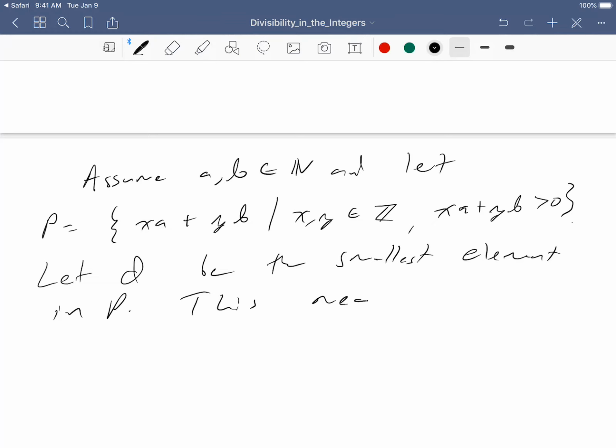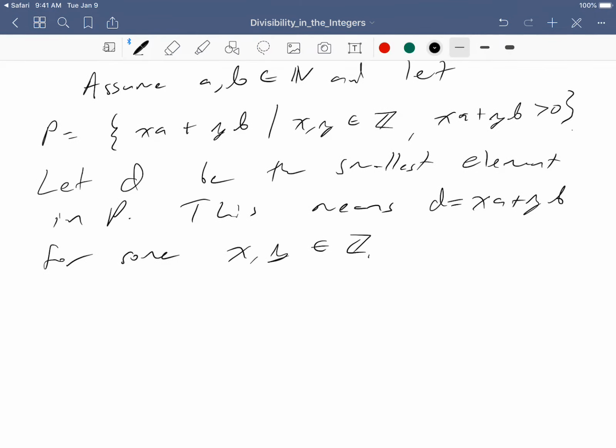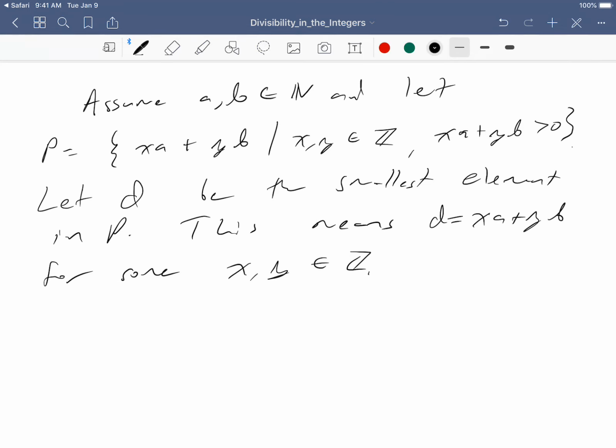And what that means is that D equals XA plus YB for some X and Y that are integers. So that's definitely going to come in handy. So D is in that set P. That means we can write it as XA plus YB. All right, so first we'll show D divides A. All right, so let's talk about A. We have this element A and we have this element D. So we're going to use the division algorithm.